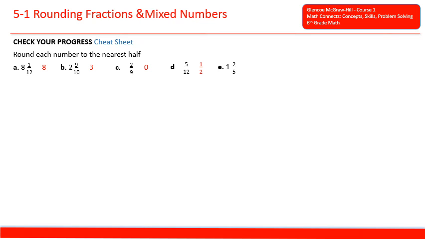Then we have 1 and 2/5. And I would again ask yourself, what is half of 5? It's 2.5. 2 is almost 2.5. So we're going to round this to 1.5.